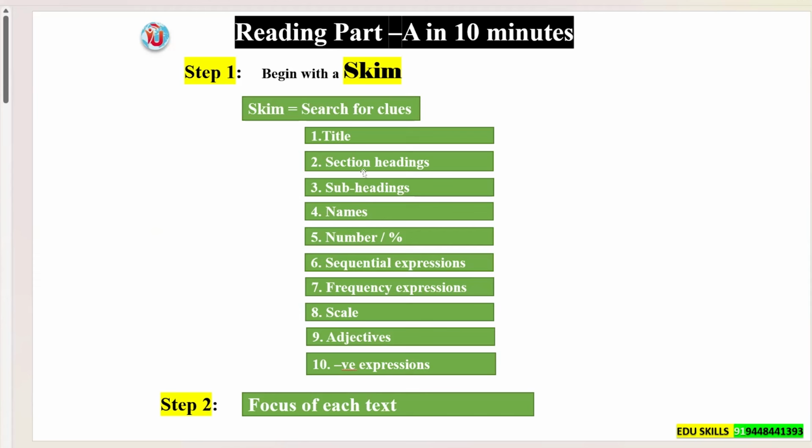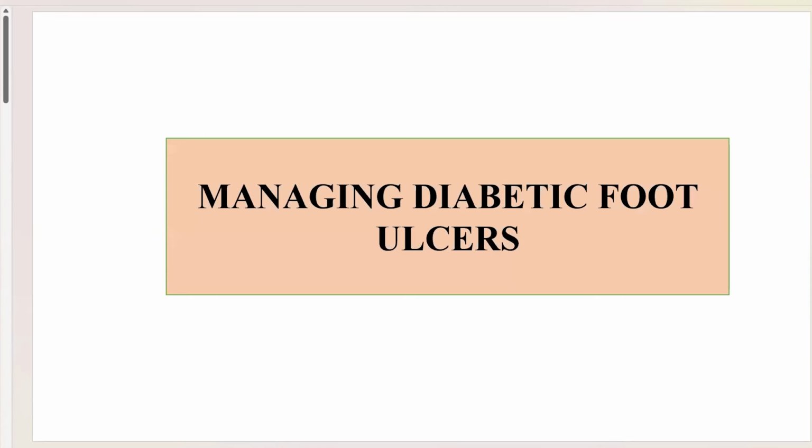And there will be section headings, sometimes subheadings. And if there are any names, like the name of a disease condition, the name of a body part, the name of some bacteria, or medicines, whatever it is. Then numbers, percentages, sequential expressions, frequency expressions, all those things. Then the focus of each text. So what is the focus of that particular text? Today's topic is managing diabetic foot ulcer, and it's official sample text 4.